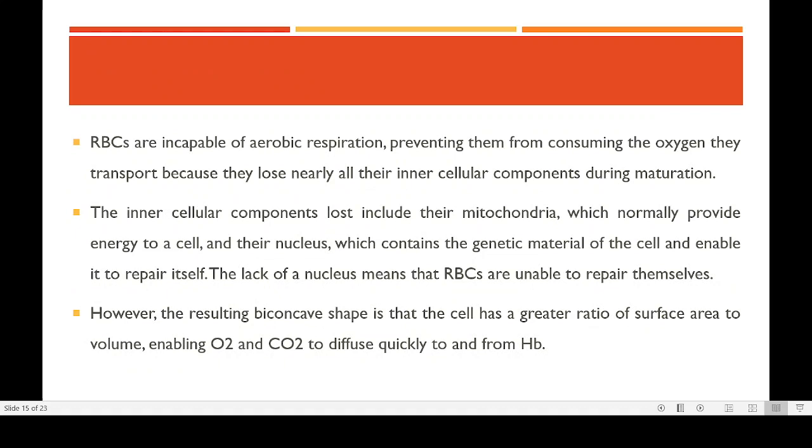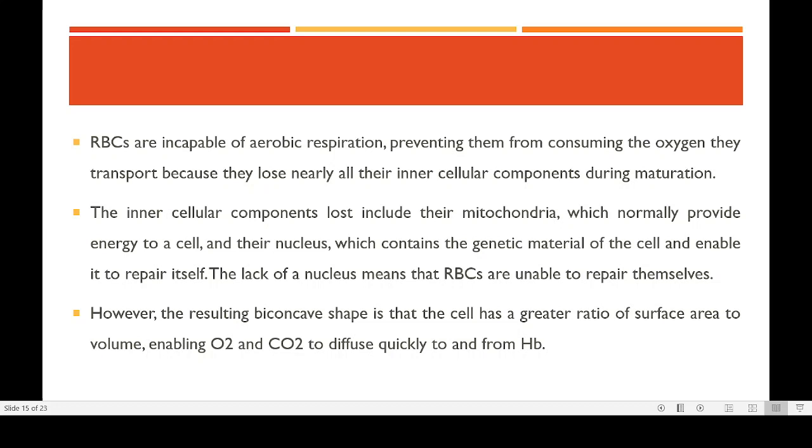Then we go to the other important functional details of RBC. They are incapable of aerobic respiration. See, this is an important thing. They are incapable of aerobic respiration. What is aerobic respiration? Respiration carried out by using oxygen. If a type of respiration is taking place in the presence of oxygen, we call it aerobic respiration.